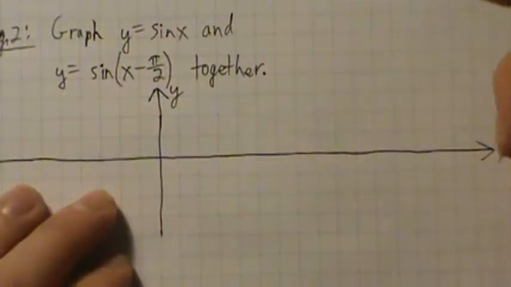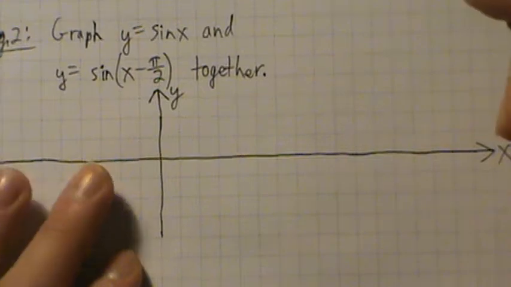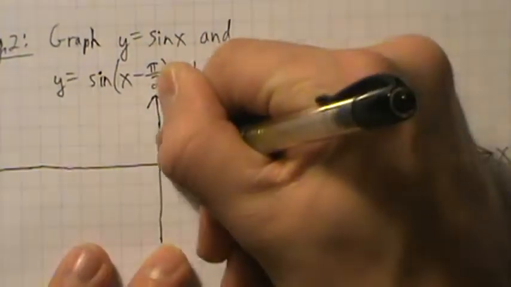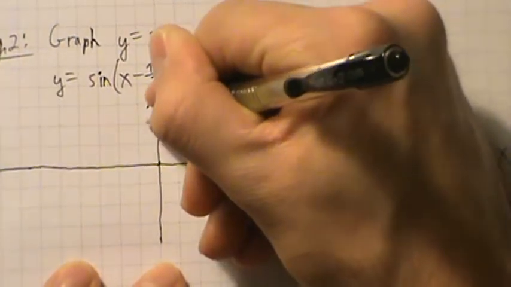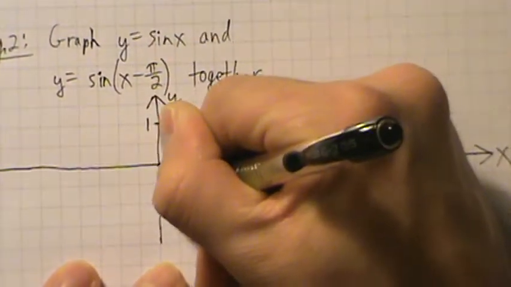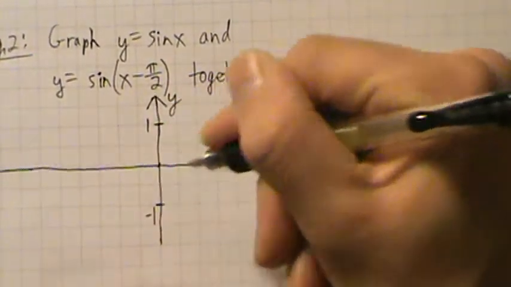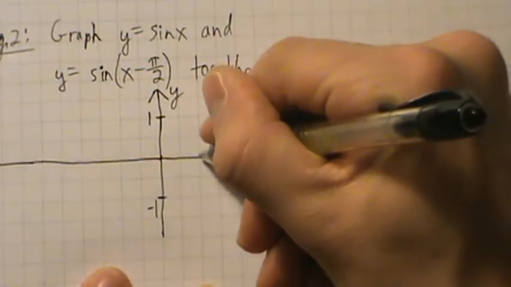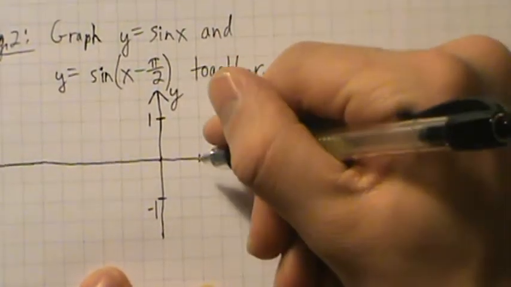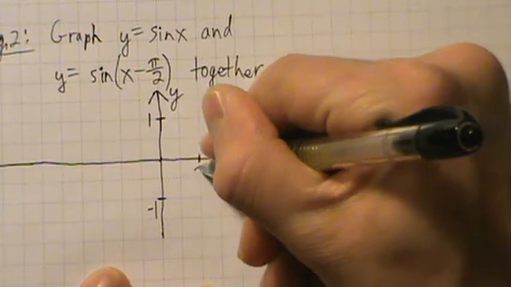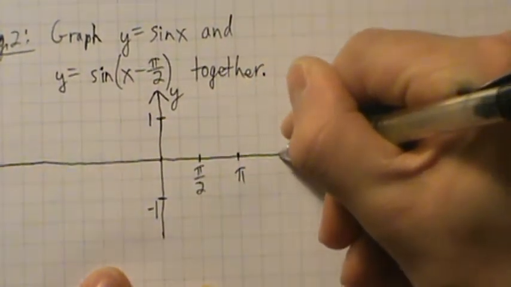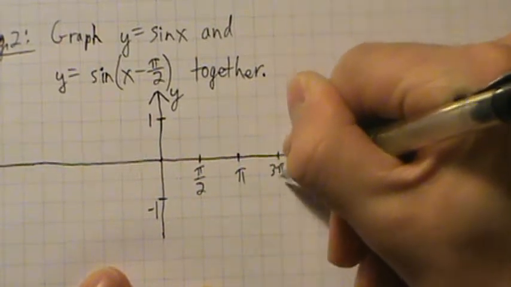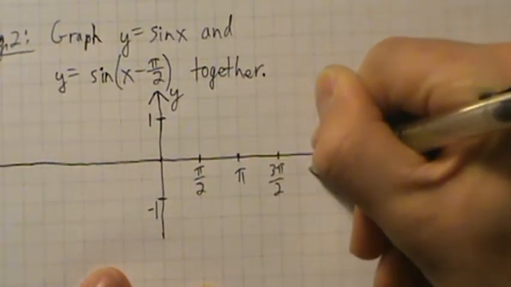Okay. So first what we want to do is just start graphing sine of x. So first let's set up some scales here. Let's make positive 1 up here, and negative 1 will be down here. Okay, so let's put pi over 2 over here. So this is pi over 2. This will be pi. This will be 3 pi over 2. This here will be 2 pi.